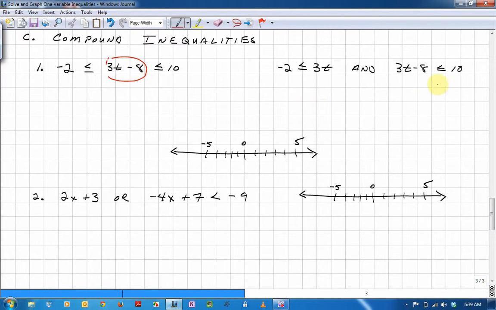Let's start with the one over on the right first. I'm going to solve the left side first, so I'm going to divide both sides by 3. And if I divide both sides by 3, I get negative 2/3 is less than or equal to t. Now it's an and, so let's go ahead and solve this other side. I'm going to add 8 to both sides, so I've got 3t is less than or equal to 18. Divide by 3, and I would get t is less than or equal to 6. I did not divide by any negative number, so none of the inequality signs flip. So that's my answer to that side.